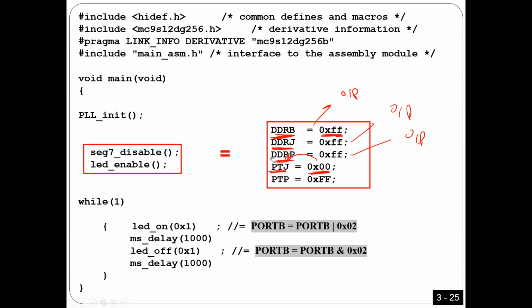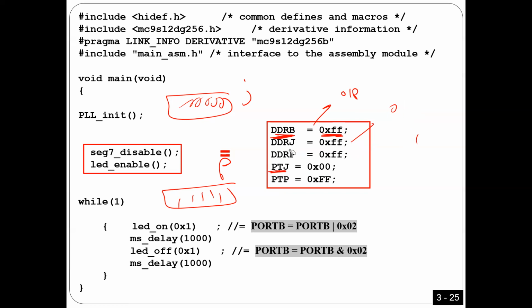Okay, guys? So the whole port J should be 0, 0, 0, 0. Is that okay? In PTP, I put 1111. Okay, very simple. So you can do it this way. However, listen to me, because this will be an issue in the next lab, not this week, but next week's lab.